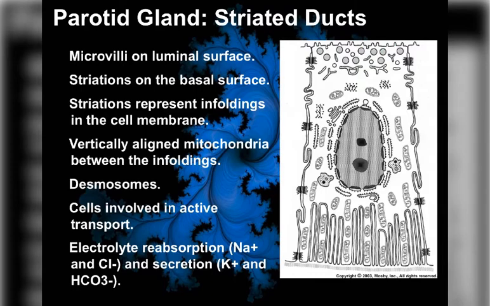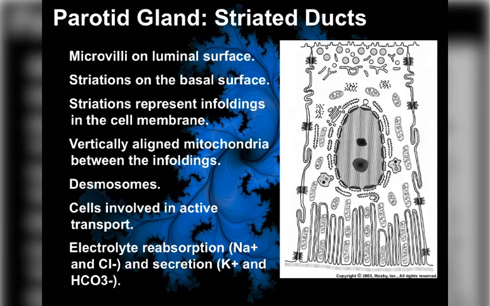So we have microvilli on the luminal surface, striations on the basal surface. Striations represent infolding of the cell membrane. Vertically aligned mitochondria between the infoldings. We have desmosomes between the cells. The cells are involved in active transport.